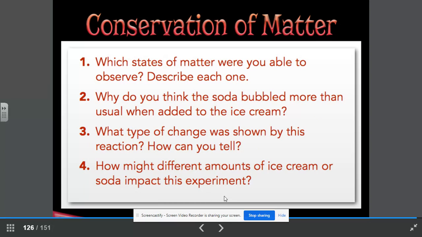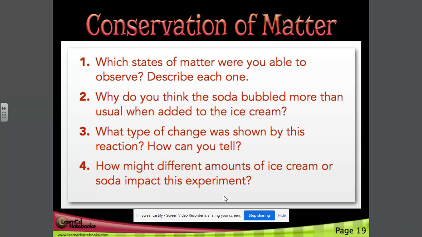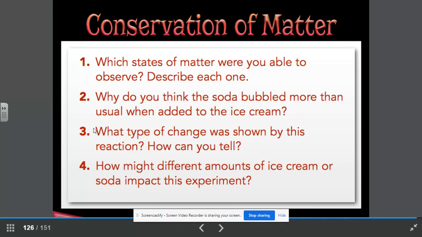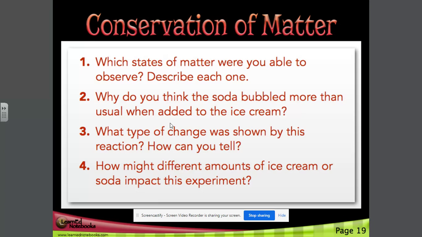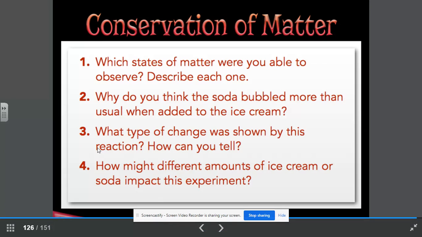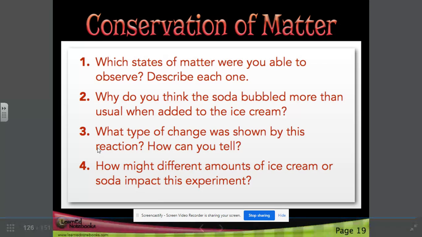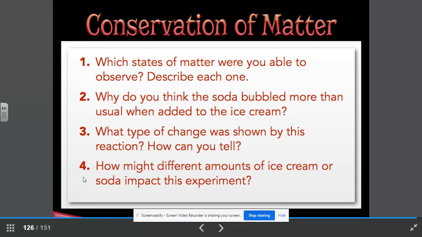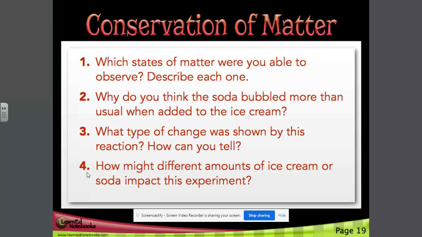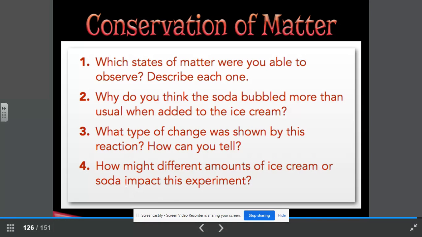Number 1, which states of matter were you able to observe? Describe each one. Solid, liquid, gas? Number 2, why do you think the soda bubbled more than usual when added to the ice cream? What do you think happened? Number 3, what type of change was shown by this reaction? And how can you tell? Number 4, how might different amounts of ice cream or soda impact this experiment? If you like eating root beer floats, try it with less ice cream or more ice cream, or less root beer or more root beer, and see what happens. Make your predictions and record your results.